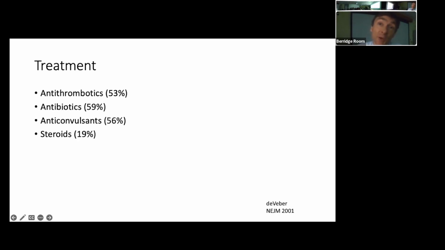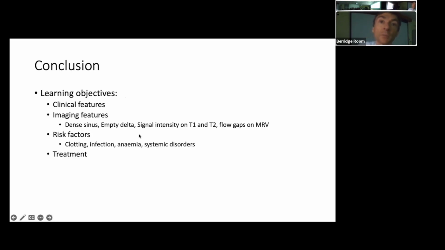rather non-specific treatments, antibiotics, because I suppose infection can be either associated with infection or mimic an infection, anticonvulsants because seizures are not uncommon, and steroids, I suppose, if there's a worry about raised pressure. Okay, so that really brings me to the end of the talk. So I hope that we've covered some of the clinical features. I suppose really to say that the neurological features are quite non-specific, which makes the diagnosis difficult for the clinicians to make, particularly in young children.